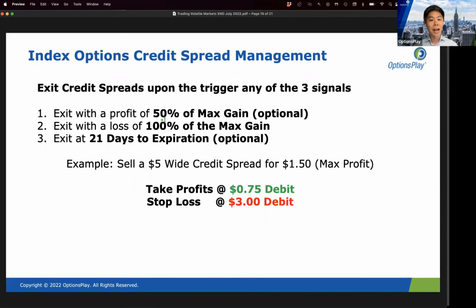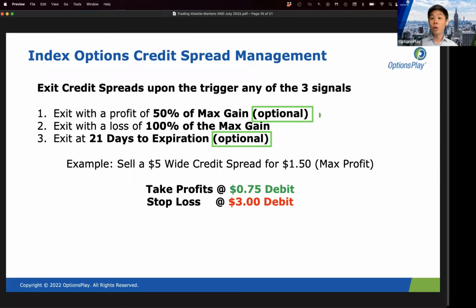The 3 rules that we have is exit at a profit of 50% of max gain, exit at a stop loss of 100% of max gains, and then exit the trade at 21 days to expiration. But if you're trading these on index options, 2 of these rules are optional: the take profit rule and the 21-day rule.